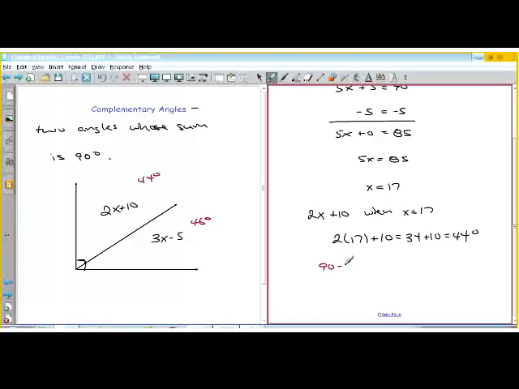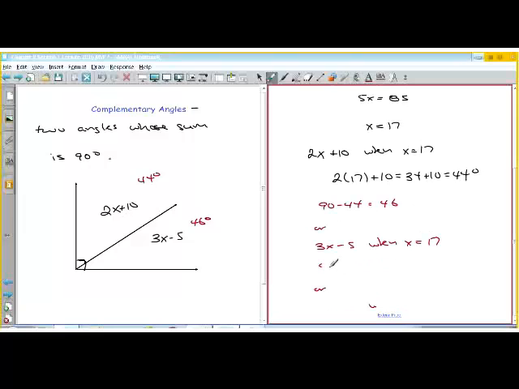So the two ways of getting the second angle is to take 90 minus 44, which is 46, or evaluate the second expression when x equals 17. So we get 3 times 17 minus 5. 3 times 17 is 51, minus 5 is 46. So either way, you get the second angle.